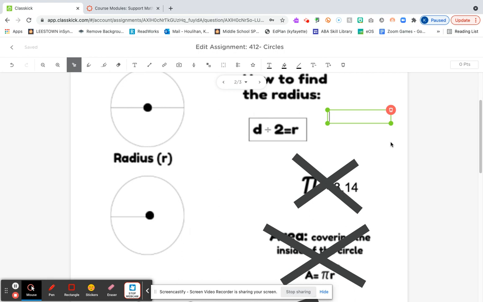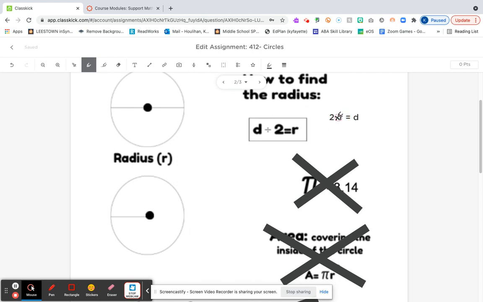If you need to find the diameter, you're going to do 2 times R, and that will be equal to diameter. Okay, so that's how you find diameter and radius.